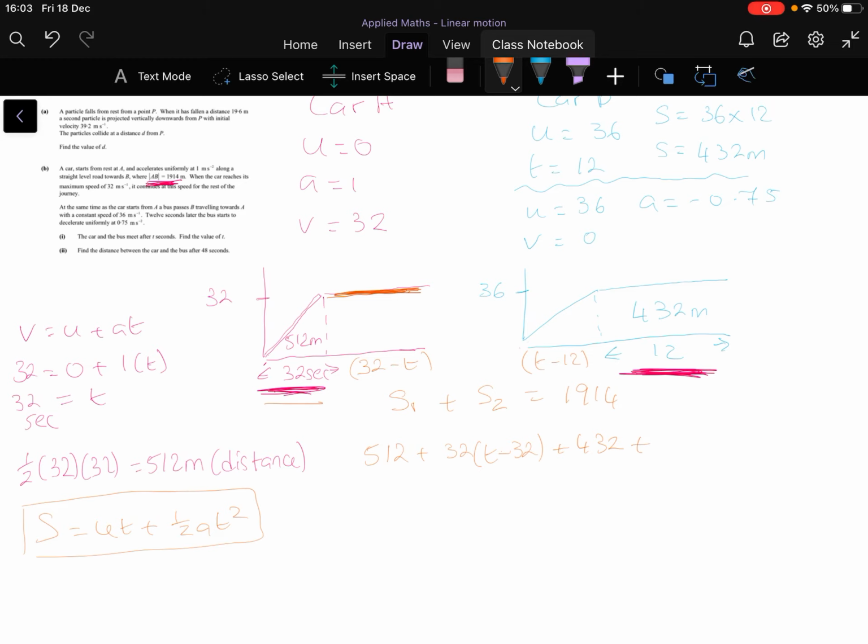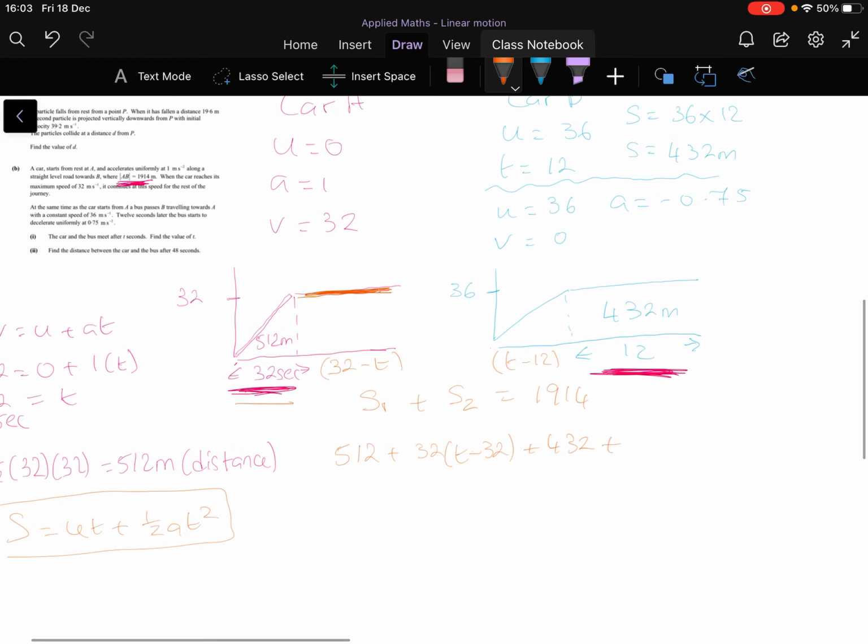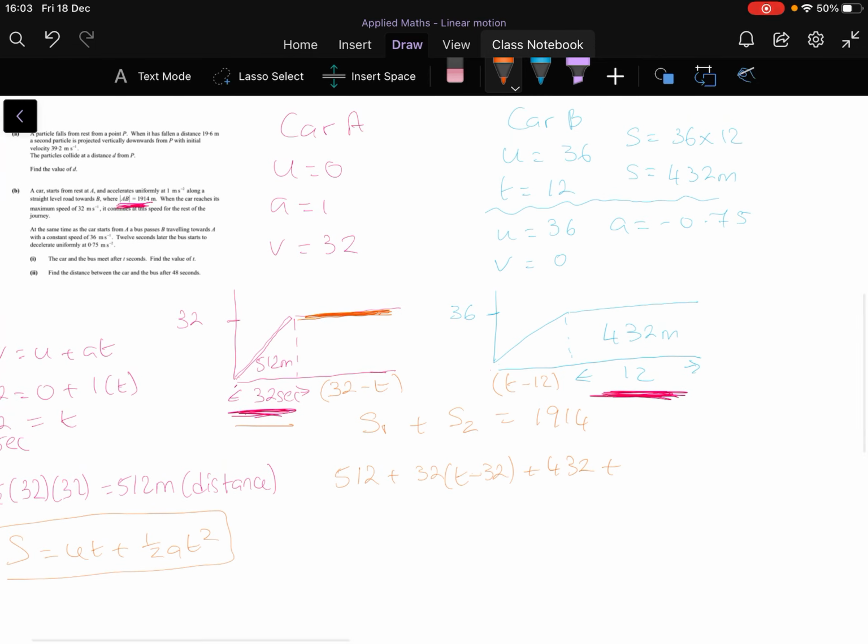So I have my 432, and now I'm going to go ahead and use my S equals. So my U value for this, if I pull this down a little bit, is going to be 36. My time, I know, is going to be t minus 12.